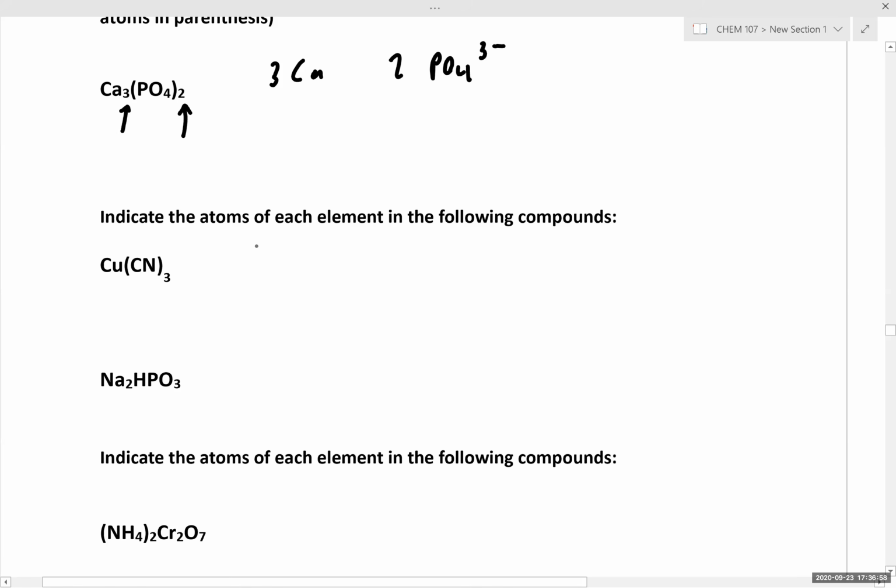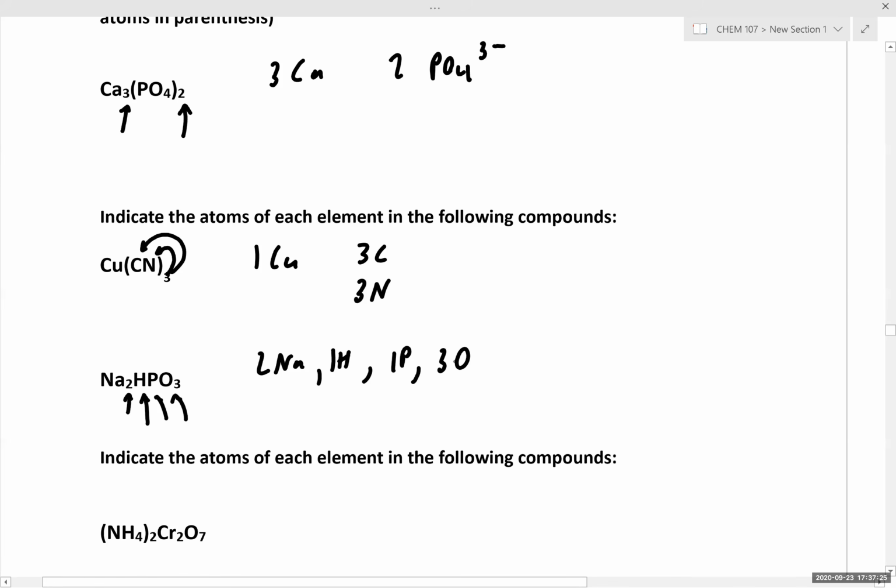So looking at copper cyanide, I see I have 1 copper, and note the 3, this subscript applies to everything in the parentheses. So I have 3 carbons and 3 nitrogens. For sodium hydrogen phosphite, I see I have 2 sodiums, 1 hydrogen, 1 phosphorus, and 3 oxygen. Does this make sense? Does this look familiar to everyone?